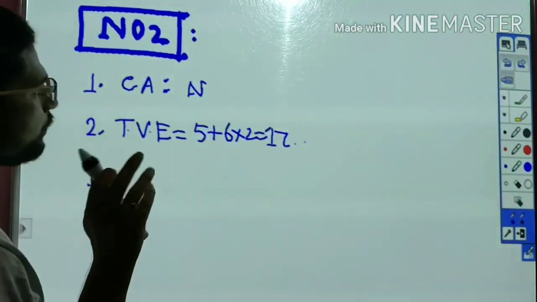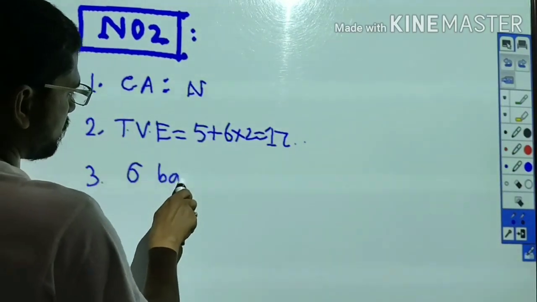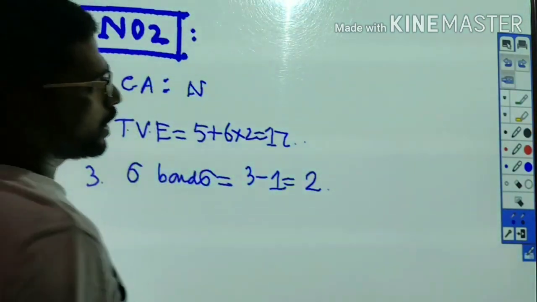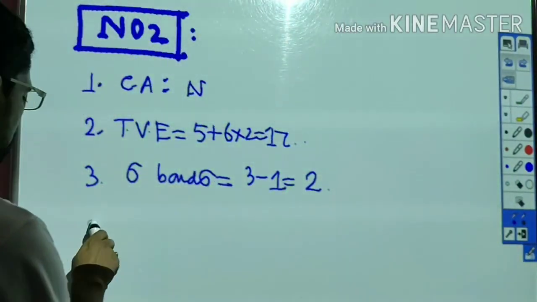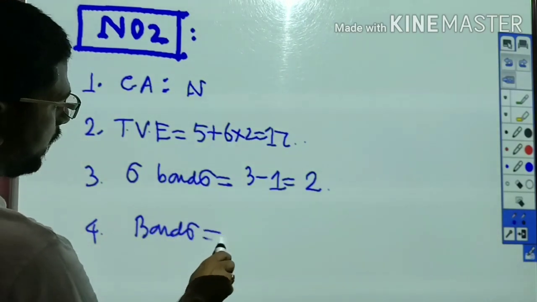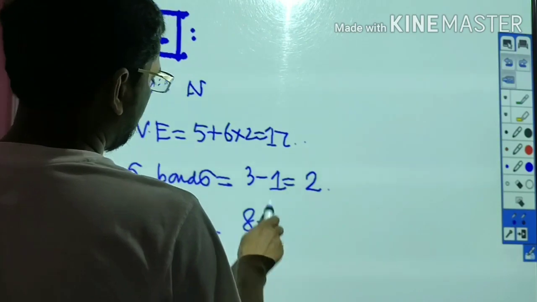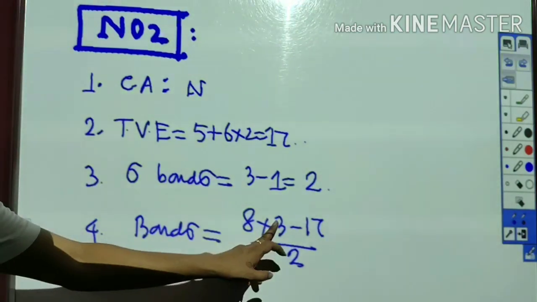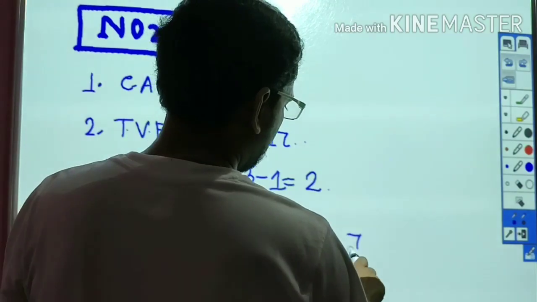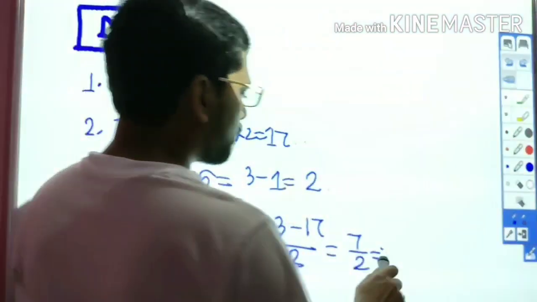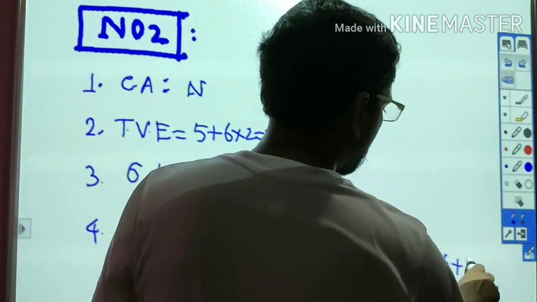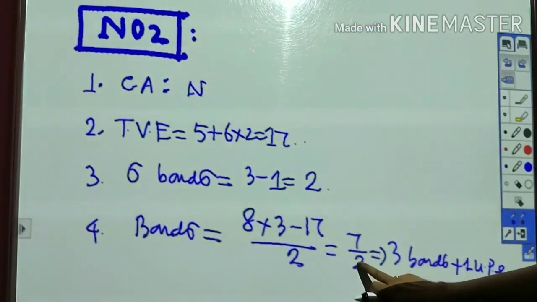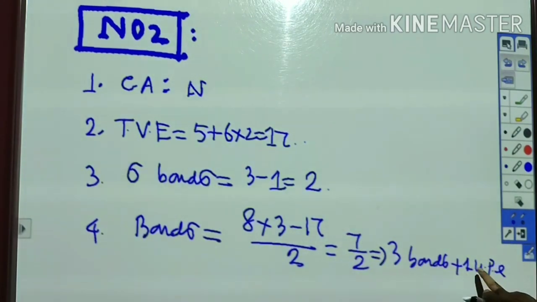Number 3, let me first count the sigma bonds. How many sigma bonds? 1, 2, 3, so 3 minus 1 gives you 2 sigma bonds. Now the formula for total number of bonds: 8 multiplied by 3, 24, minus 17, divided by 2, so that will give you 7 divided by 2. 7 divided by 2 means 3 bonds plus 1 unpaired electron. Total bonds 3, and 1 unpaired electron.